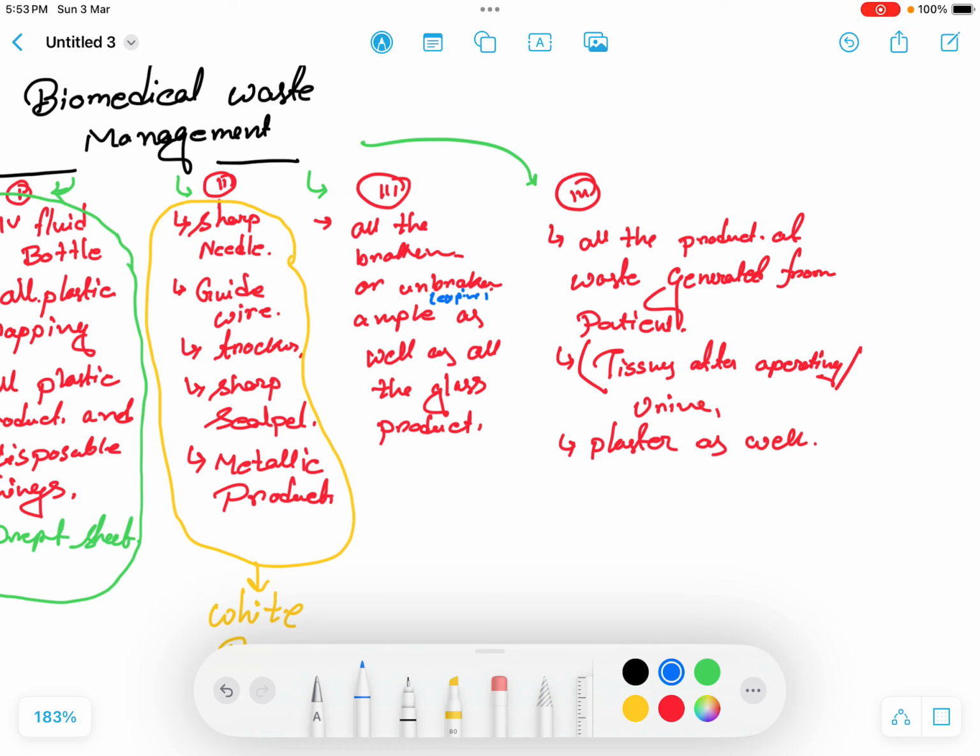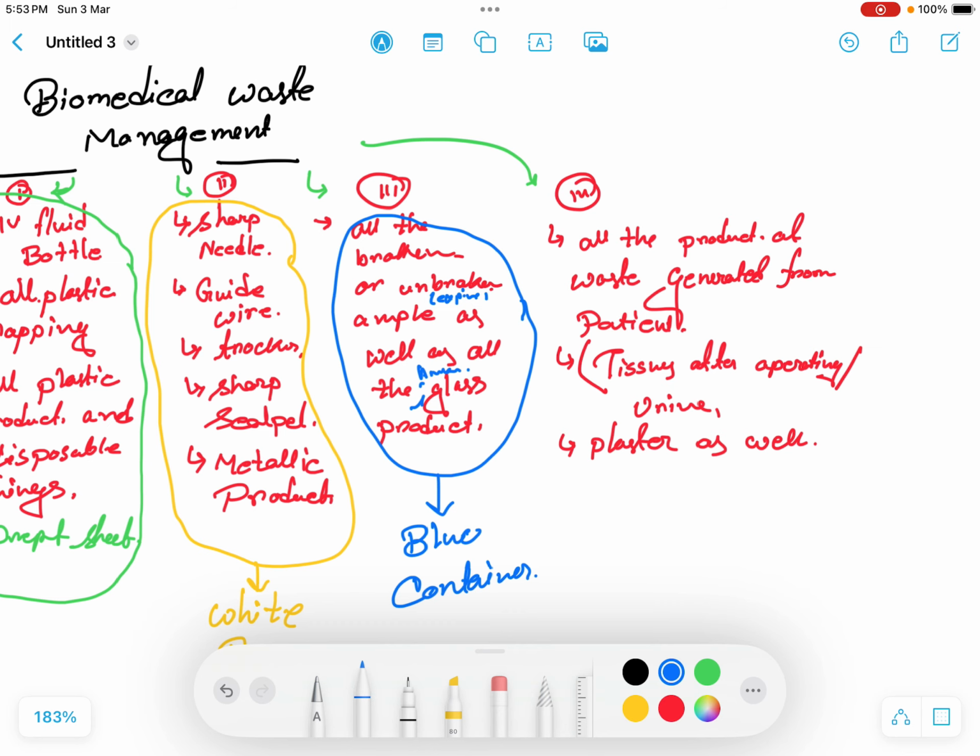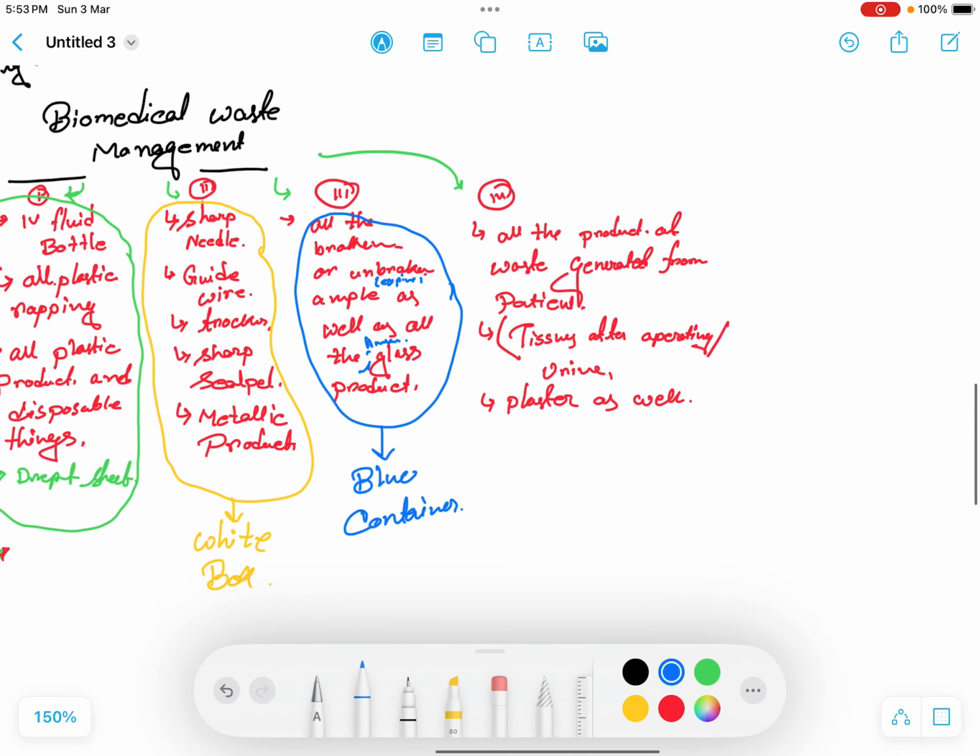As well as all the broken glass product as well. Broken, we have to add two words. So it would go in a container coded blue. So it would go in a blue container, okay.